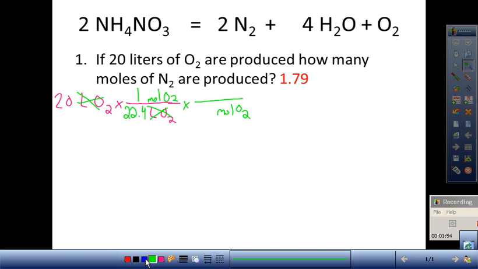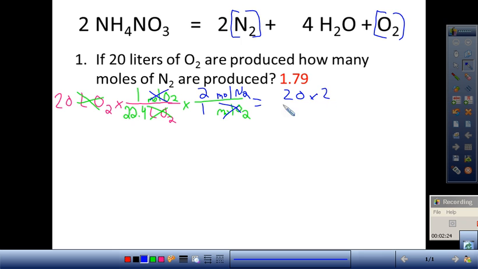and I'm trying to change to moles of N2, so I can always change from one chemical to another. I have 2 moles in my fraction, so I can't use 1. N2, how many? I go up here. Anytime I have a mole to mole, I use my equation. O2, there's a 1 because there's no number. Cross off my like units, and I'm going to multiply across. 20 times 2 divided by 22.4. I have moles of N2, that's what the question asks, so I know I'm done.